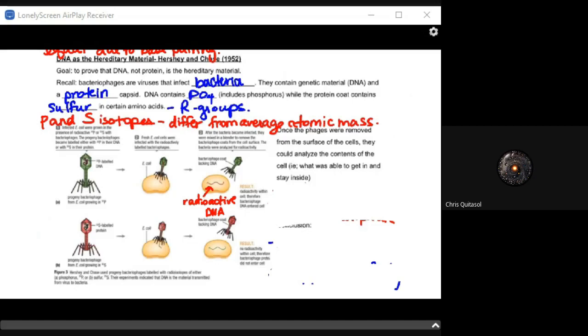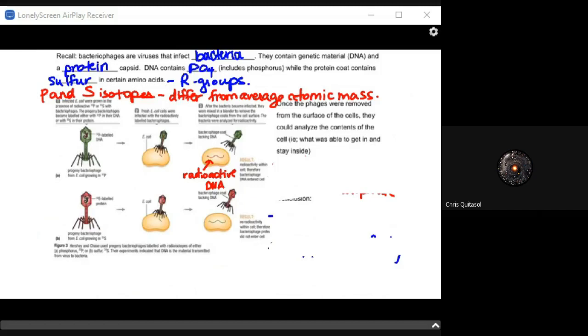So they could weigh and measure the mass of each of those isotopes after that bacteriophage did its thing. Once the bacteriophages were removed from the surface of the cell, they could analyze the contents of that bacteria, the one that was infected by the bacteriophage. And they found that the radioactive isotopes allowed scientists to detect where they were.